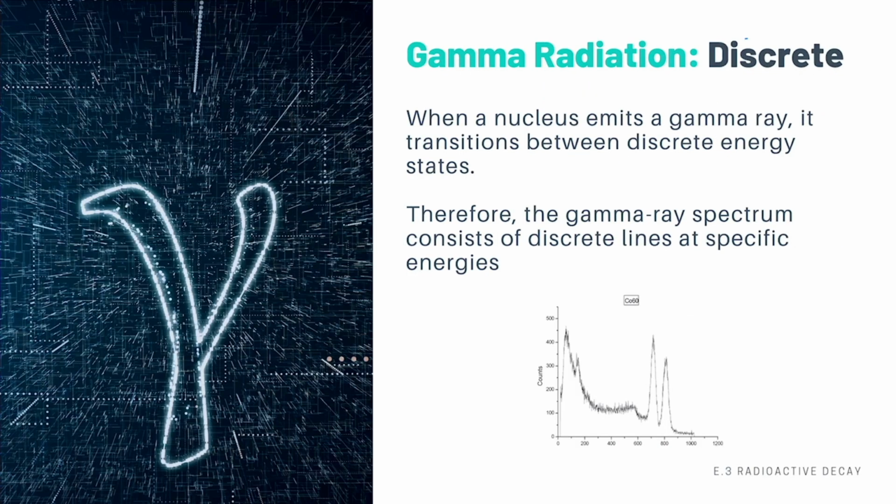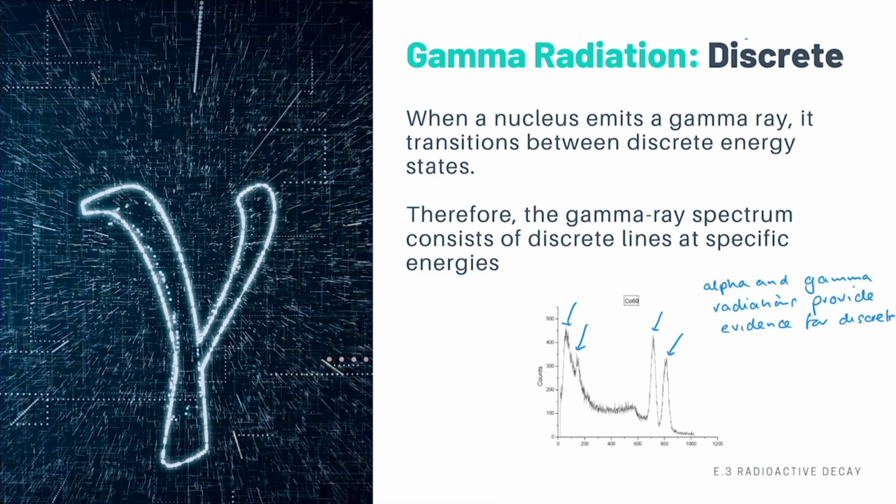It's not just alpha radiation that can prove it, it's gamma radiation as well. When a nucleus emits a gamma ray, the nucleus also transitions between discrete energy states. Therefore, if you look at the gamma ray spectrum, you'll see that there are discrete intensity lines at specific energies, and those energies correspond to the energy levels and the energy states within the nucleus. And the conclusion we have here is that alpha and gamma radiations provide evidence for discrete nuclear energy levels. This is important. You need to know that.